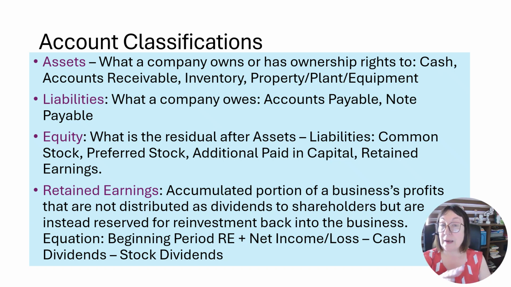The difference between an accounts payable and a note payable is an accounts payable is short term. It's going to be paid off within a fiscal year. A note payable is longer term. It's like a mortgage. So we're going to pay over it over a series of accounting cycles or fiscal years.